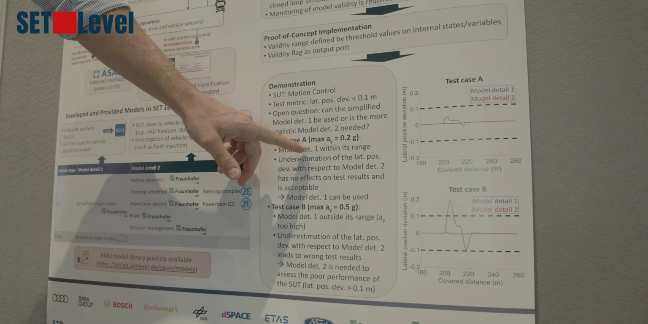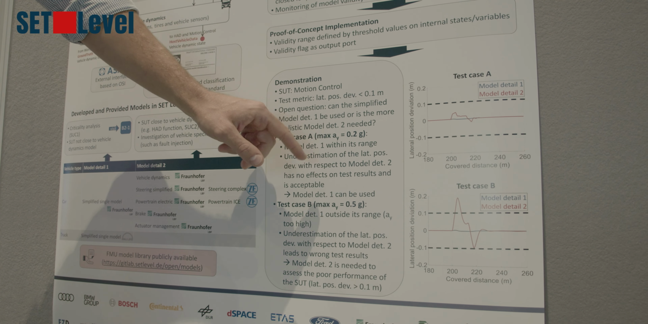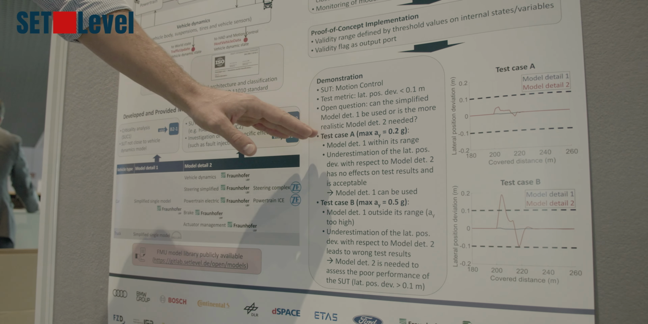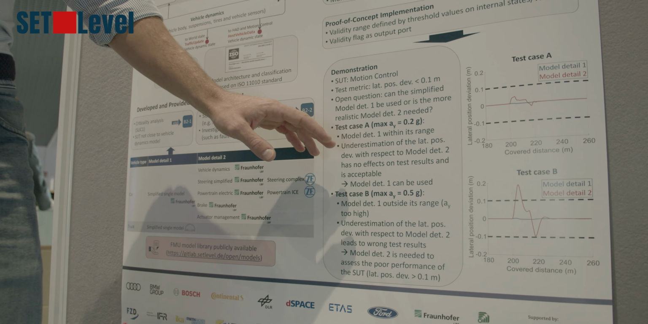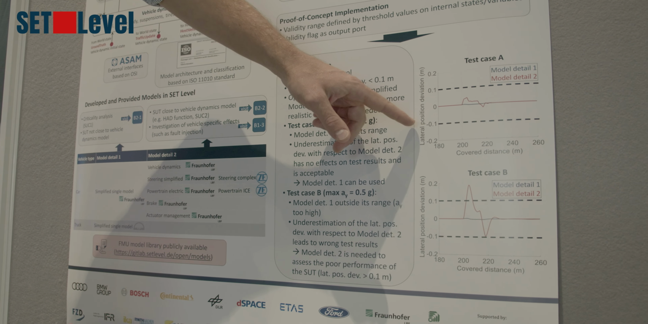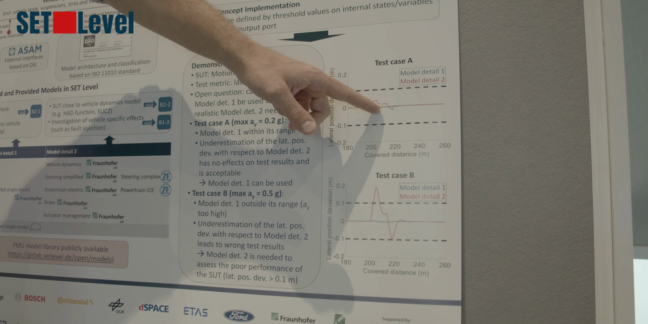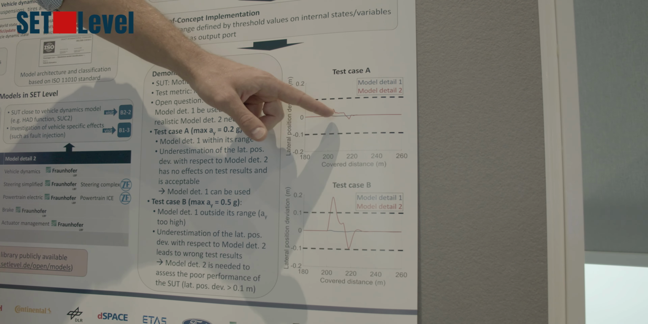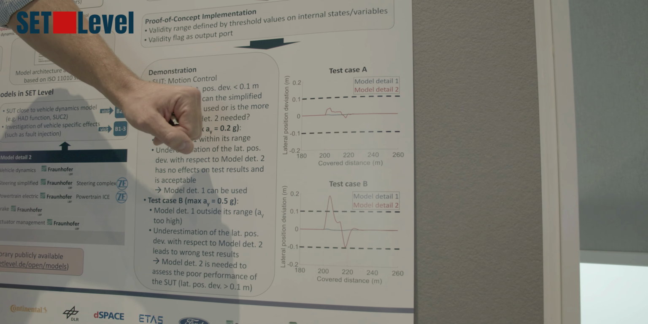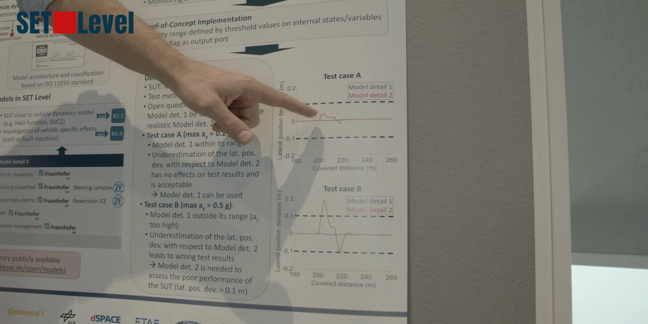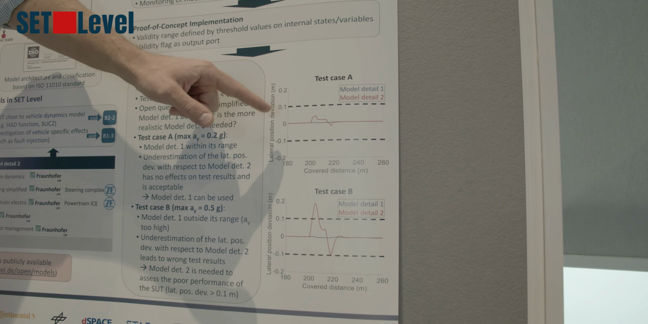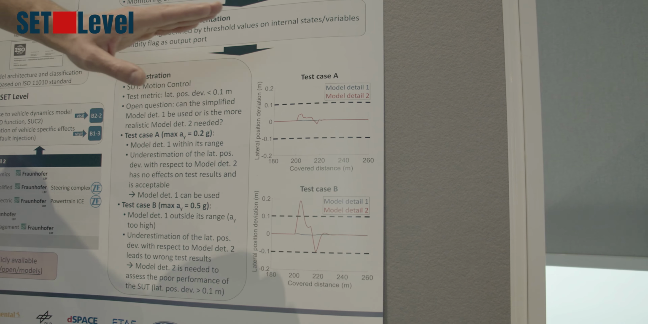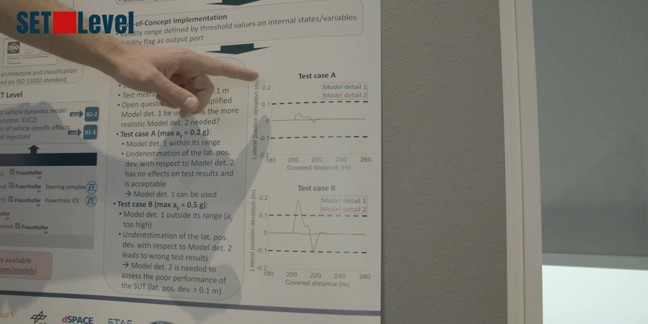In test case A, we have a test case with lower dynamics, with a maximum lateral acceleration of just 0.2 g. In this case, model detail 1 remains within its range. We see here the results in terms of the lateral position deviations. We have an underestimation by model detail 1 with respect to the more detailed model detail 2. But this underestimation of the lateral position deviation is negligible and has no effect on the test results, because in both cases the test says the car remains within a lateral deviation of 0.1. So the motion control can be validated in this case using model detail 1.